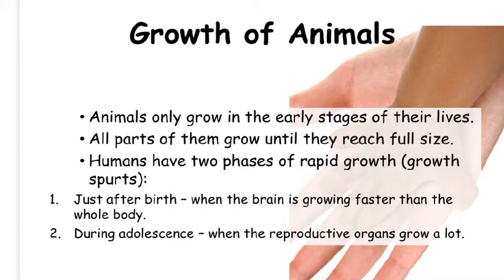Animals only grow in the early stages of their life. They will grow until they reach full size and then stop growing. In humans, there are four main stages of growth. During infancy, growth is rapid following birth. During childhood, growth slows to a steady rate. During adolescence, puberty causes rapid growth. Finally, during adulthood, the growth rate falls to zero.